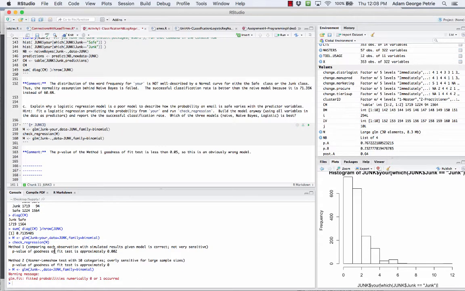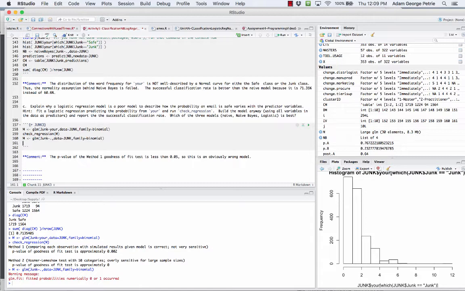We'll fit that model. We get a little warning message saying that fitted probabilities of numerically 0 or 1 occurred. So it's basically saying that there's a 100% chance of one of the classes or a 0% chance of one of the classes. That's fine. Not really a warning message that causes us any concern. And we're going to report the successful classification rate.